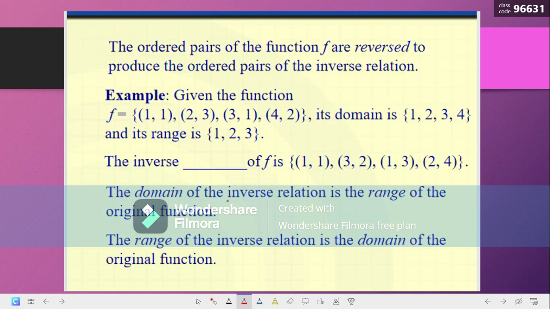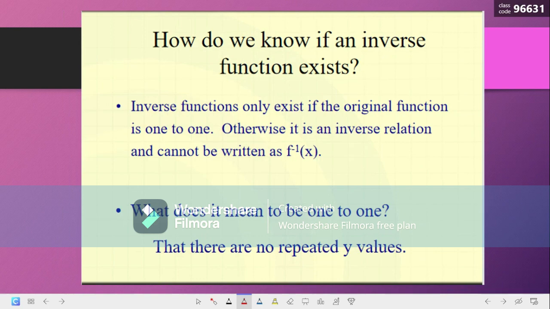The domain of the inverse relation is the range of the original function, and the range of the inverse relation is the domain of the original function. However, this will no longer be a function because if we interchange the values of our domain and range, our domain will have a value that will be repeating, particularly number 1. Okay, let's continue.